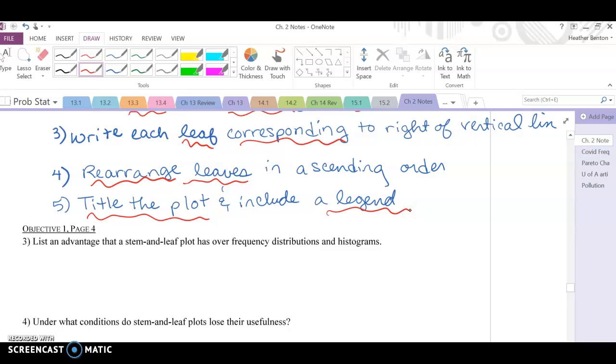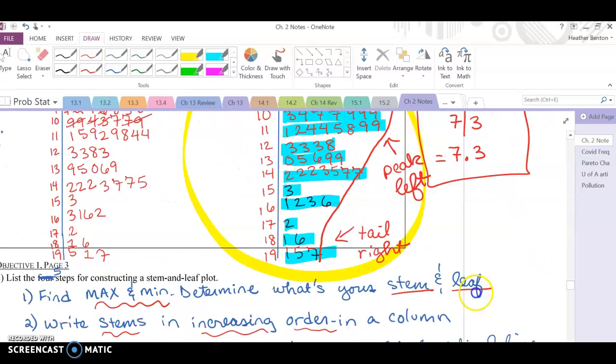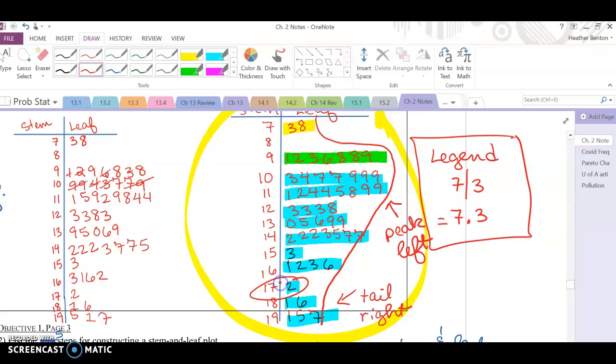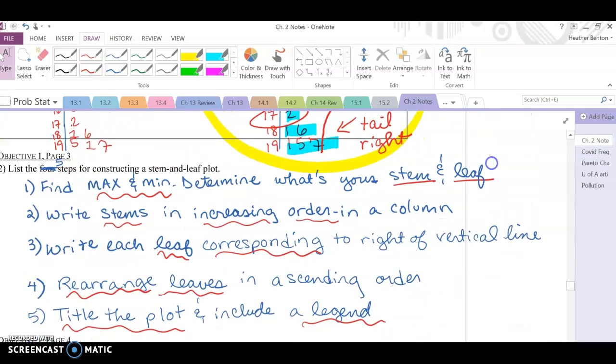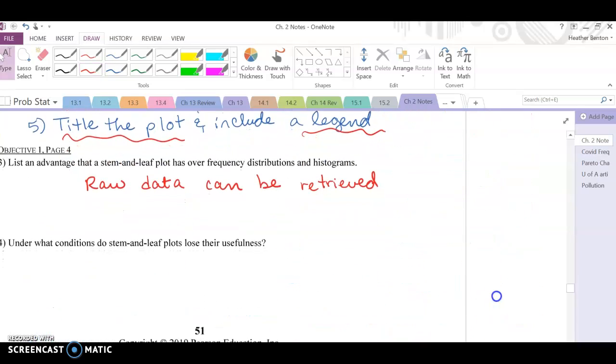All right, so what are the advantages of a stem and leaf plot over a frequency distribution or a histogram? You can get the raw data back. Raw data can be discerned, can be retrieved, however you want to say that. The idea being I can look at this stem and leaf plot and I know that 17.2 was one of the data points. I also know that 15.3 and that 14.2 was one of the data points. Not always the case in the other strategies.